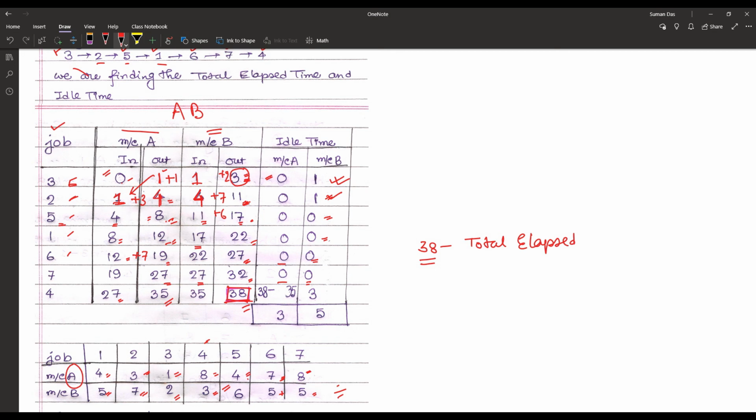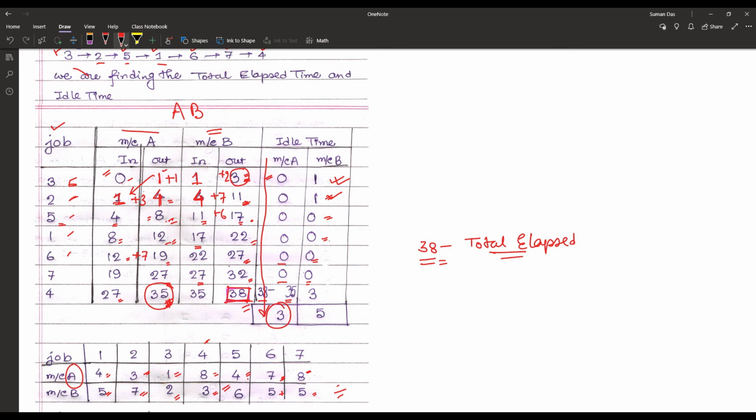But just look at the thing here: 35 is the end time of machine A. Total elapsed time is 38. So at the end of the complete sequence of jobs, machine A has to wait 3 hours. So that is the complete idle time for machine A.